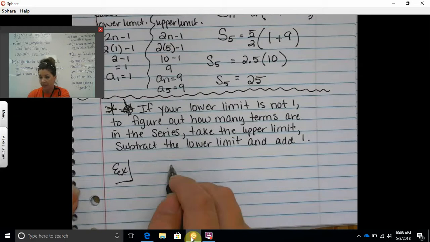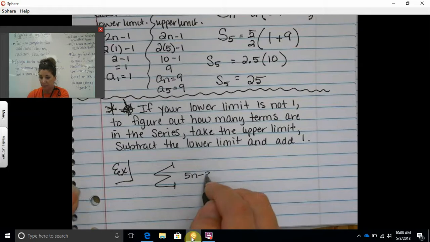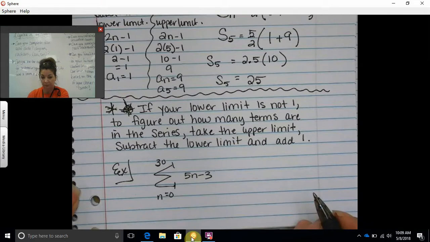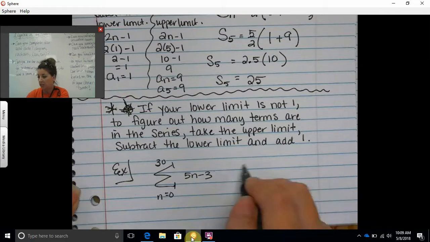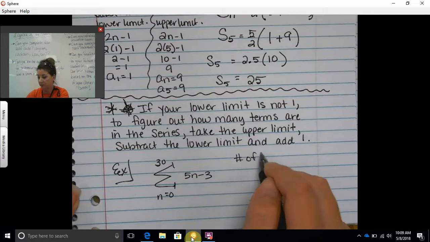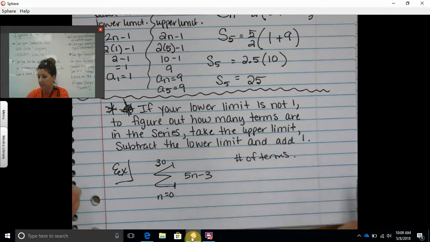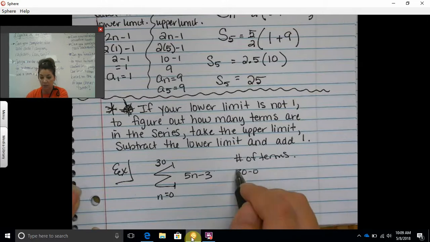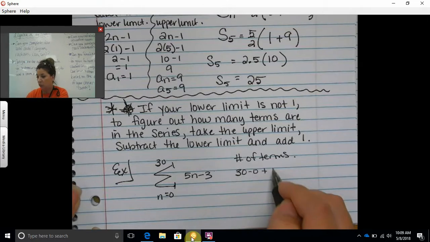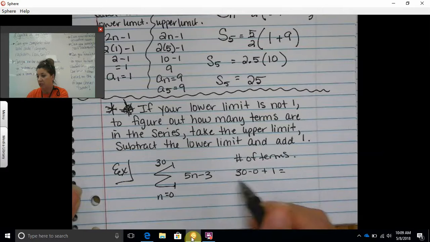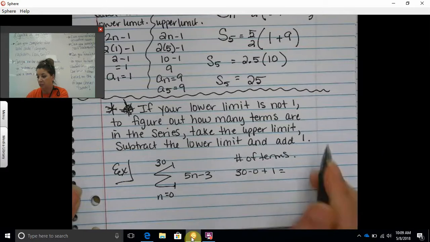So if you had the sum of 5n minus 3 for values of n from 0 to 30, and you need to know how many terms there are, it says take the upper limit, subtract the lower limit, and add 1. So 30 minus 0 is 30, plus 1 would be 31.